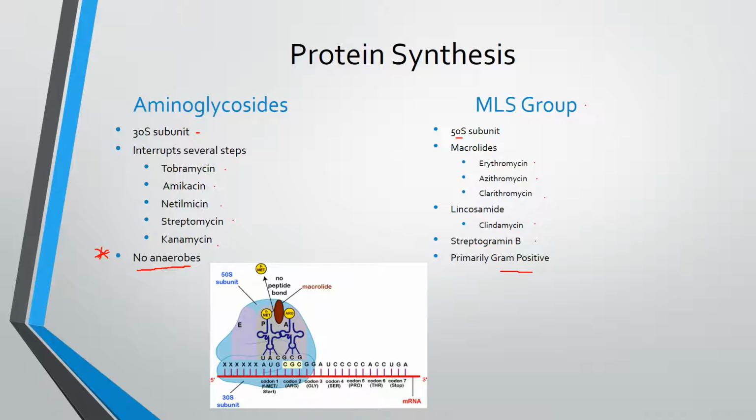Then we have our MLS group, which is our macrolides, our lincosamides, and streptogramins, okay? These bind the 50S subunit, which of course prevents protein synthesis, and they include erythromycin, azithromycin, clarithromycin, clindamycin, and then streptogramin B, which is the only member of its group at this point. These drugs primarily are used for gram-positives. Erythromycin or clindamycin, for example, might be reported on a gram-negative here or there, but primarily these would be used for gram-positive organisms.